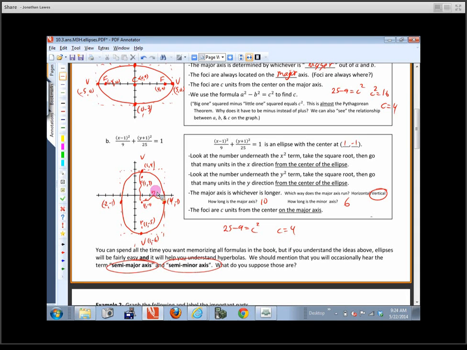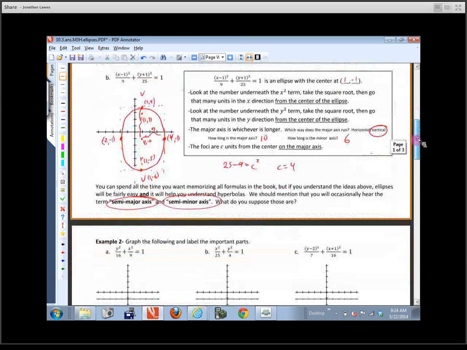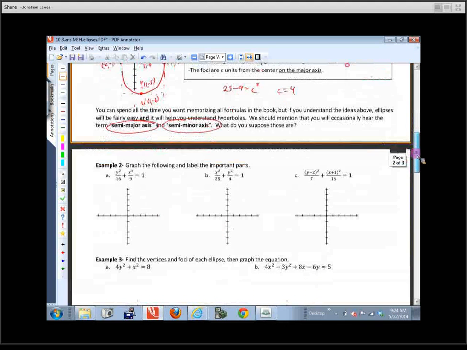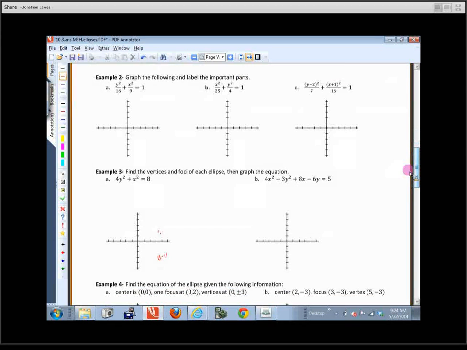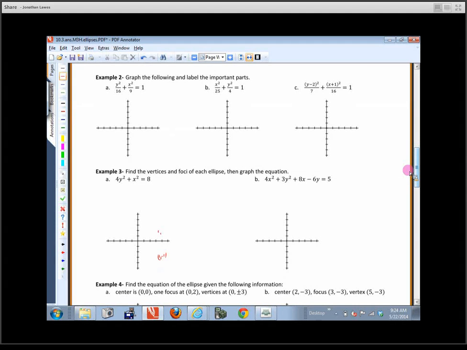Okay. If you wanted to look at somebody else's explanation, look something up on the internet, or look in your textbook before you leave or something like that, I've found that this is the best way to think of an ellipse. Because in the long run, it's much easier to graph an ellipse and a hyperbola back to back.